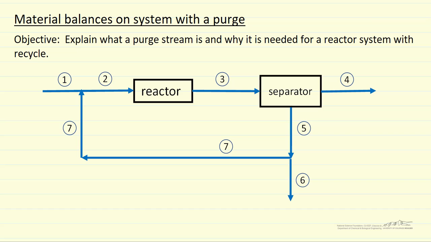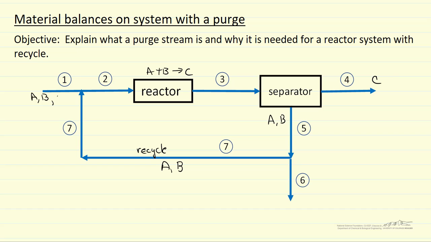Here I'm going to briefly discuss what a purge stream is and why we would need it in a system. So it's a system where we have a recycle. We have a recycle stream because all of our reactant did not react. For example, if we have A and B fed into a system and in the reactor A plus B goes to C, and we're able to separate out C and recycle A and B. So A and B is recycled.